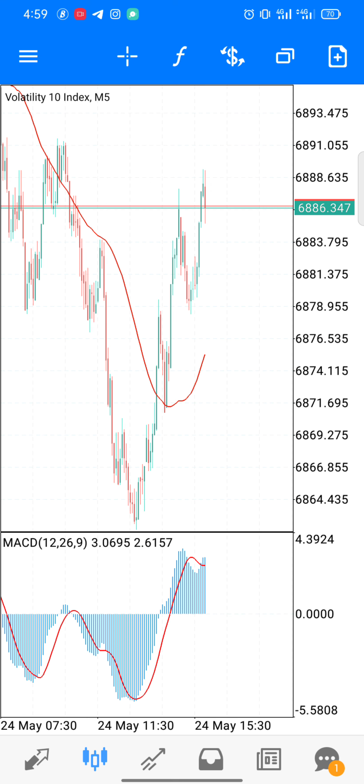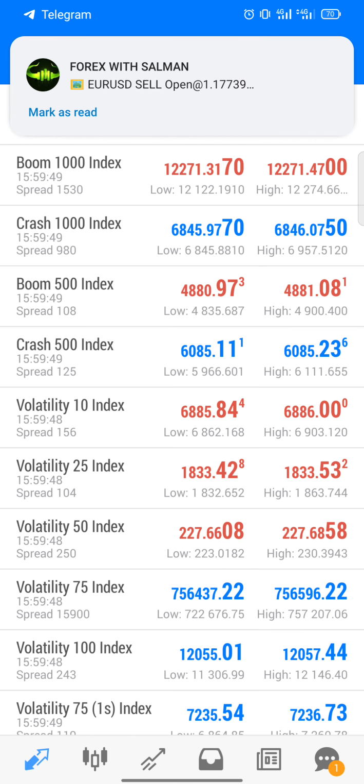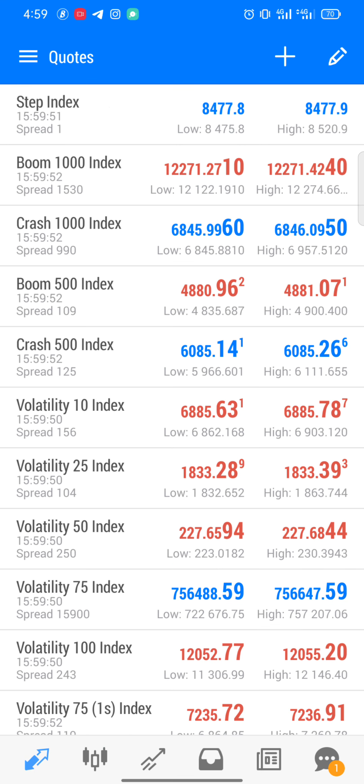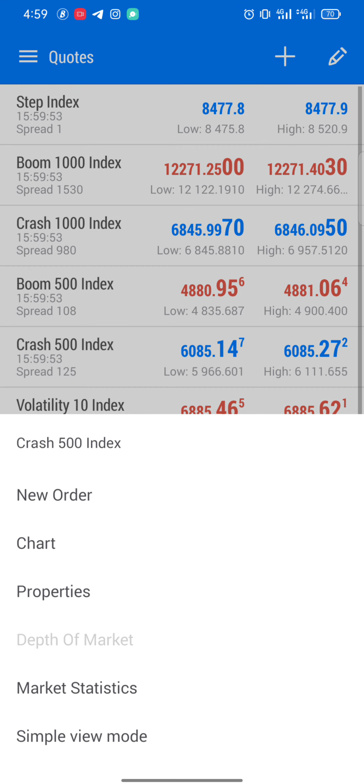Just that you have to be in front of your computer watching your trade, so you know when to take profit or when to stop loss in case it goes against you. Exactly.